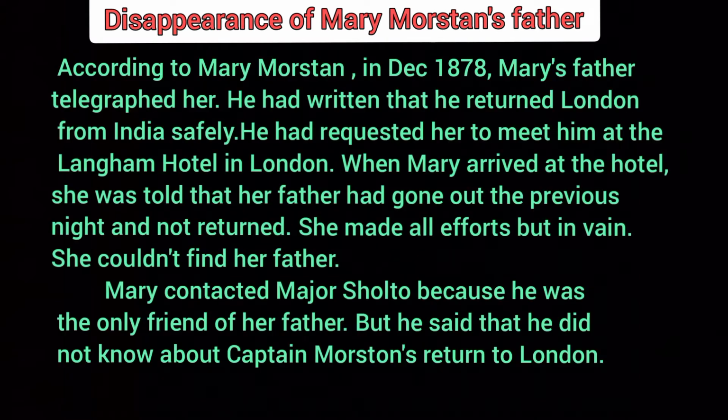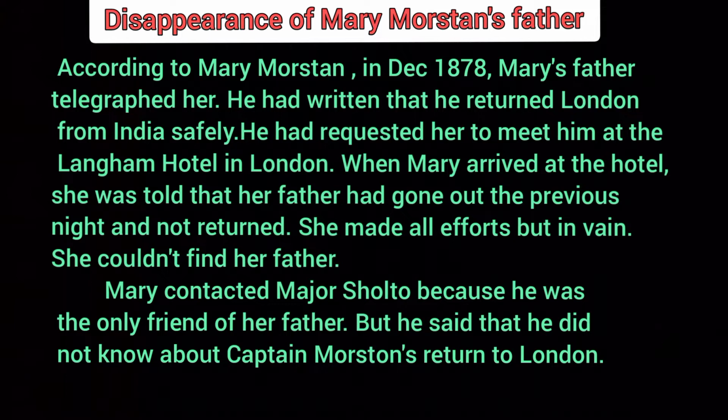The Sign of 4 is a mystery novel. There are many puzzles. The first puzzle is about the disappearance of Mary Morstan's father. According to Mary Morstan, in December 1878, her father had telegraphed her. He had written that he had returned to London from India safely. He had requested her to meet him at the Langham Hotel in London.